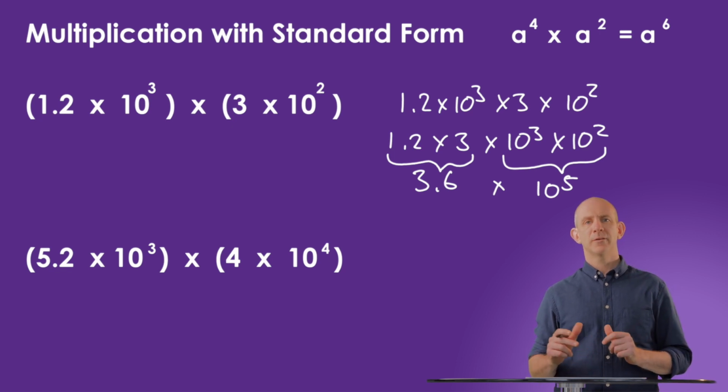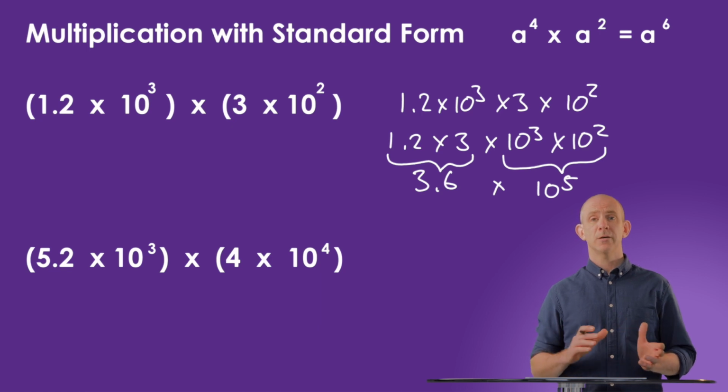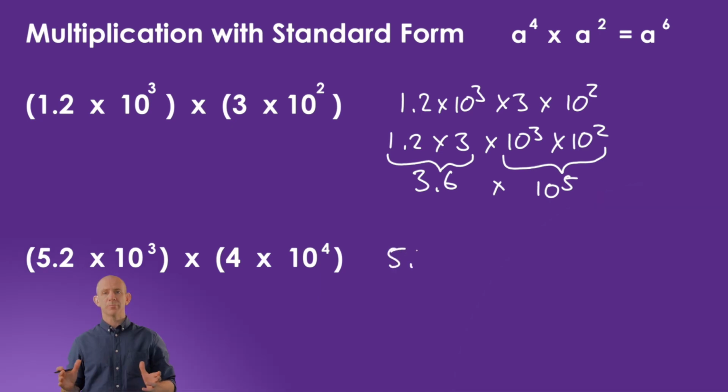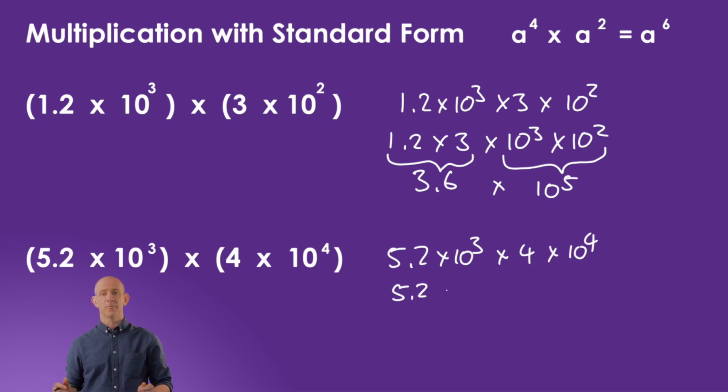Next, we have in the first set of brackets 5.2 times 10 to the power of 3, times the second set of brackets, which is 4 times 10 to the power of 4. As it's all multiplication, we can take away the brackets to make it easier to rearrange. So 5.2 times 10 to the power of 3 times 4 times 10 to the power of 4.